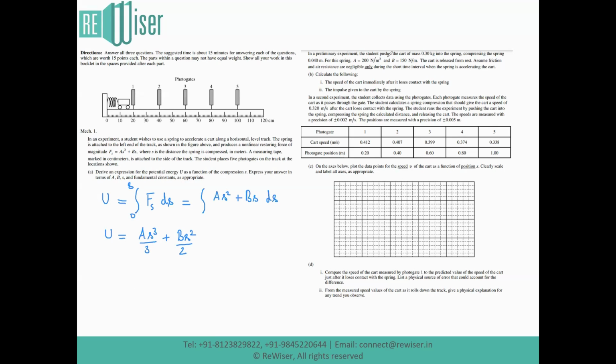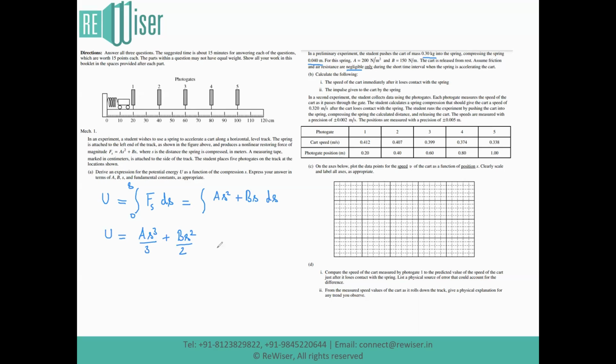Now, moving on to the next part. In the preliminary experiment, the student pushes the cart of mass, so here the mass of the cart is given as 0.3 kilogram, and compresses the spring 0.04 meter. So the value of s is given as 0.04 meter. For this spring, the constant a is 200 newton per meter squared, and the constant b is 150 newton per meter. The cart is released from rest.